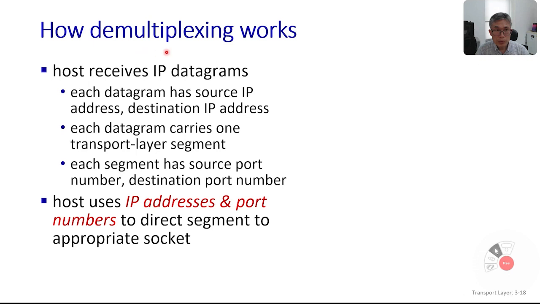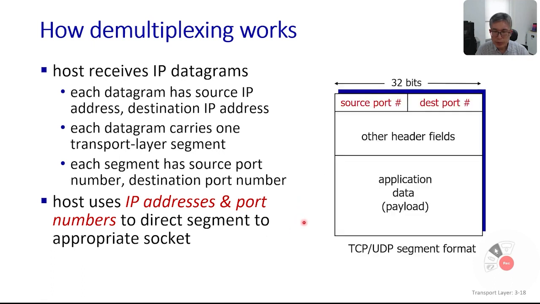So how does the demultiplexing work? In the IP datagram case, the source IP address, destination IP address, source port number and destination port number are used. Demultiplexing is performed at the receiver side. In that case, the destination IP address and destination port number are used to deliver this segment to the appropriate socket associated with some destination application.